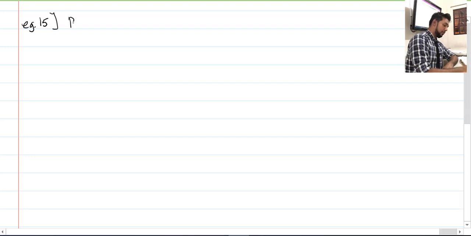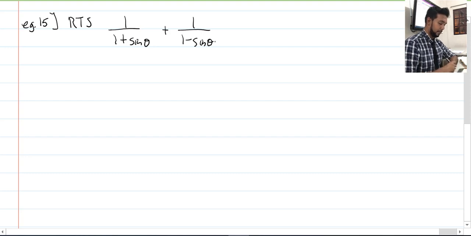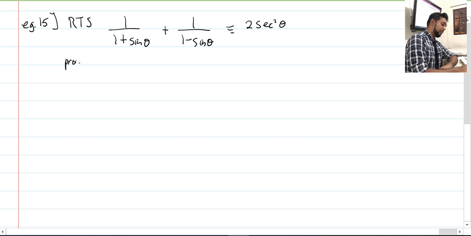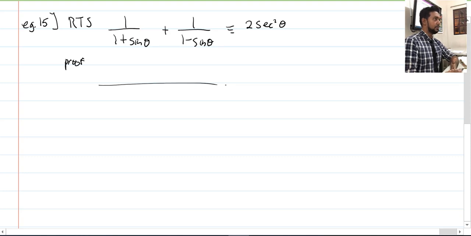We are required to show 1 over 1 plus sine theta plus 1 over 1 minus sine theta is identical to 2 by sec squared theta. Now notice we have a 1 plus sine theta and a 1 minus sine theta, and those are the denominators of two separate fractions, and we're adding them. When we're adding fractions, what's the protocol? What do we have to do with the denominators? Find an LCM. So the LCM here would simply be the product of those two things, not so?